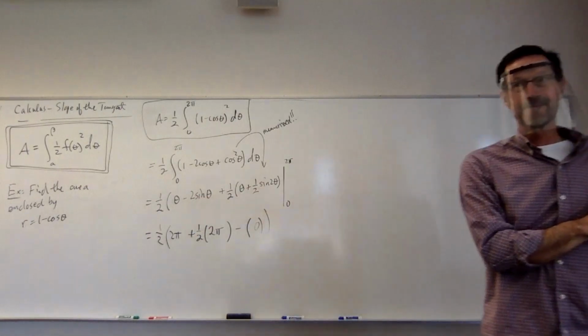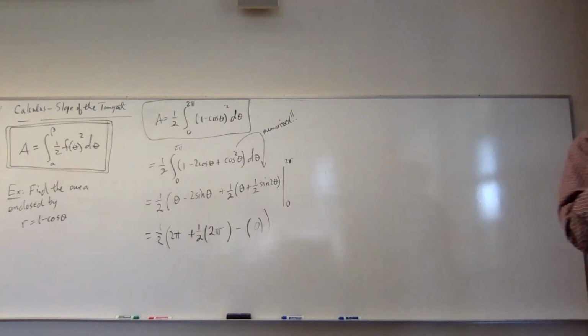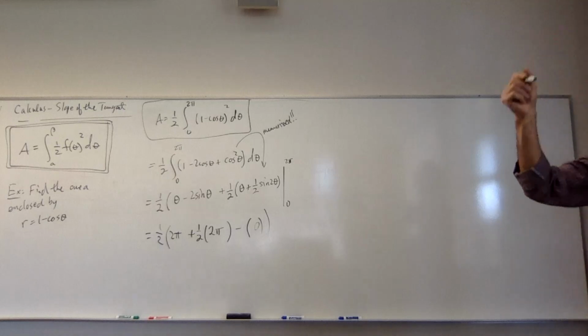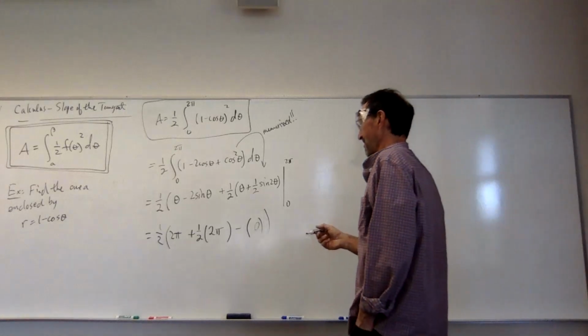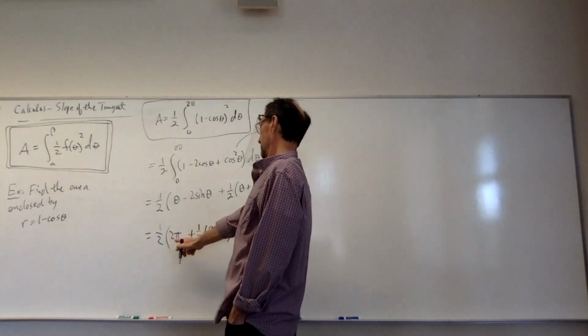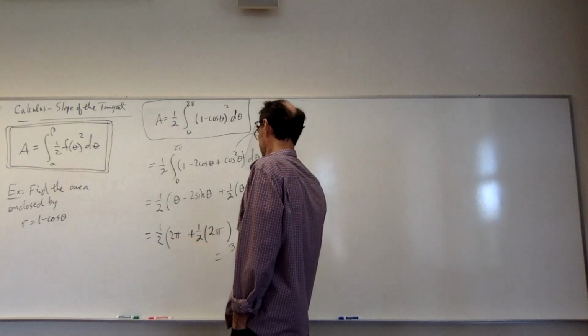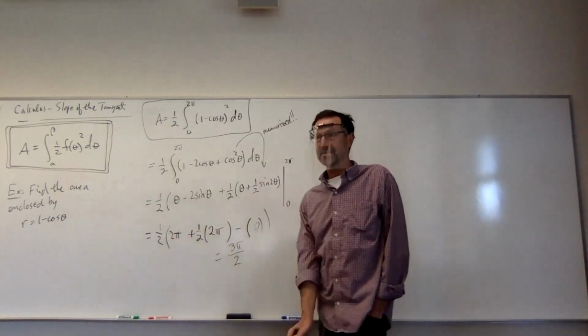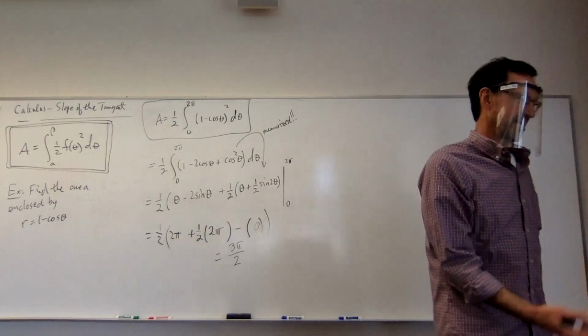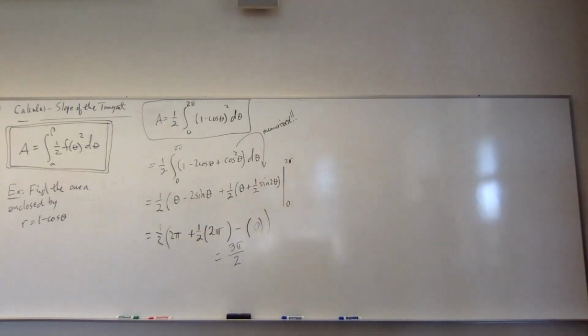Nothing happens at 0. If I had 1 minus sine theta, then it would happen. I'd have a cosine sitting in there, which is not 0. So 2 pi plus 1 more pi makes 3 pi over 2. That's the volume. Sorry, the area of that particular cardioid. I hope that's the right answer. No one sees a mistake, right? Yeah. Any questions?